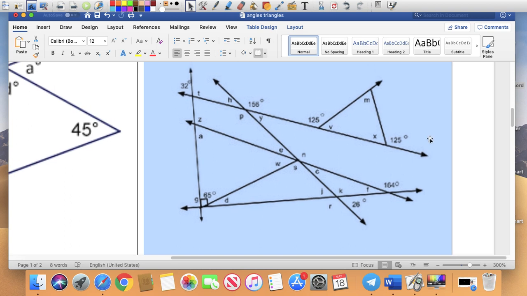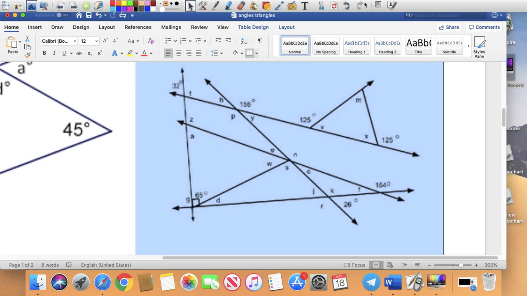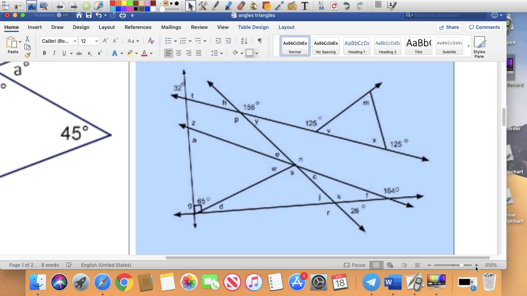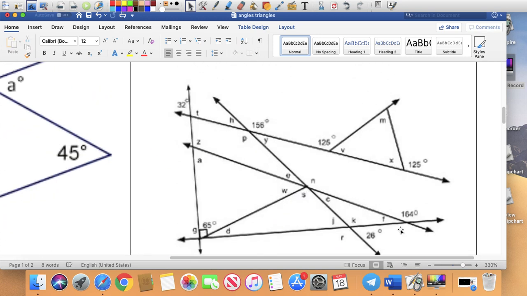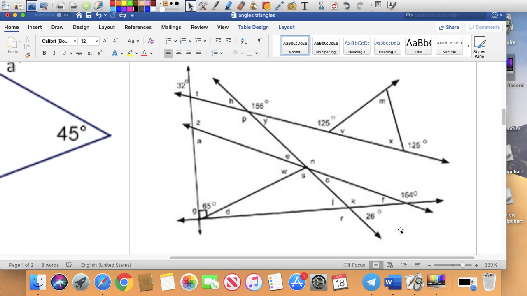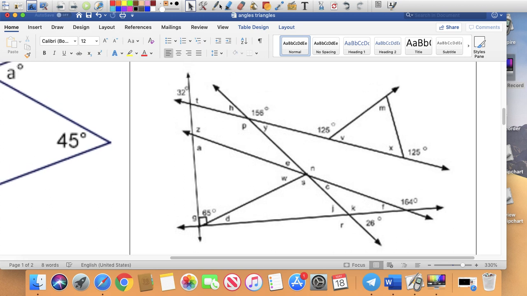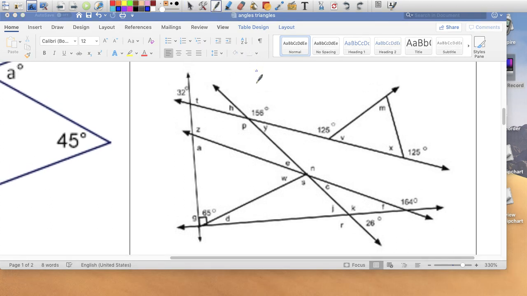Just wish I had a bigger screen or something. All right. Work on that. Make sure you get a bigger screen.